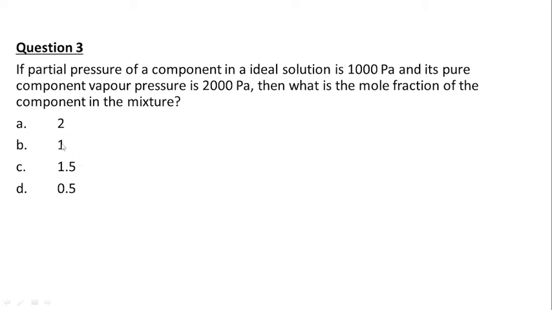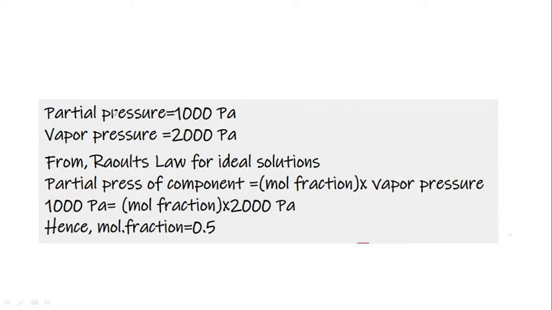And options A, B and C can never happen. Can someone say why options A, B and C can never happen? Because it is a fraction. Fractions are not above 1. Yes, good. Mole fraction will never be above 1. Okay, good. So the answer is 0.5. 1000 by 2000, the answer is 0.5. Here the partial pressure is 1000, vapor pressure is 2000. On substitution we will get mole fraction as 0.5.